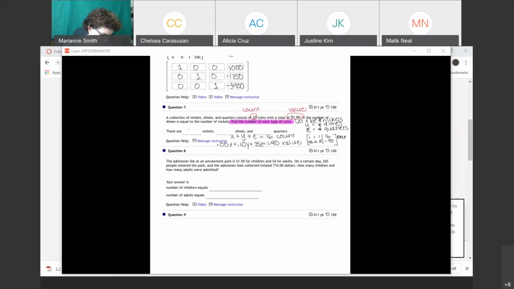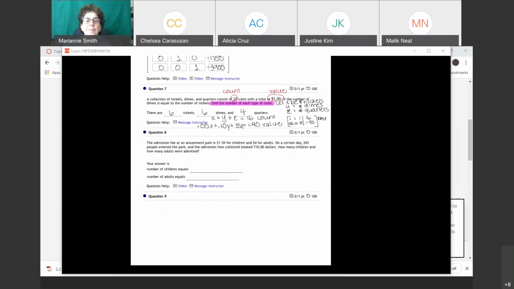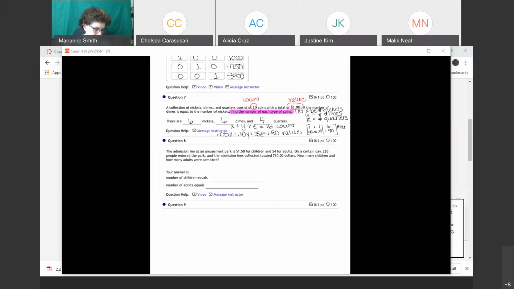So again, when I RREF'd it, I got 6 nickels, 6 dimes, and 4 quarters, and you can see that that adds up to 16 coins. Okay, at least you can check that one. Okay? So you would just put those in there. Okay, let's take a look here.